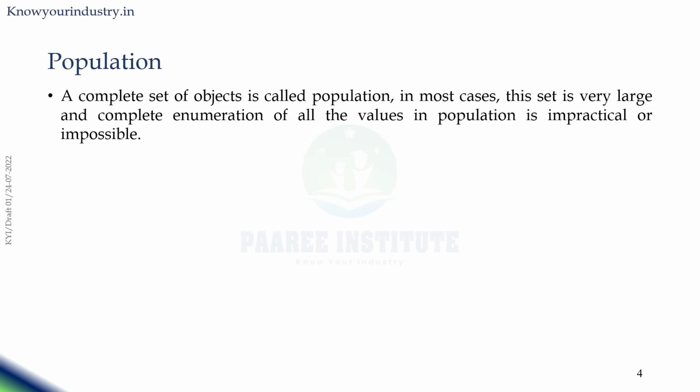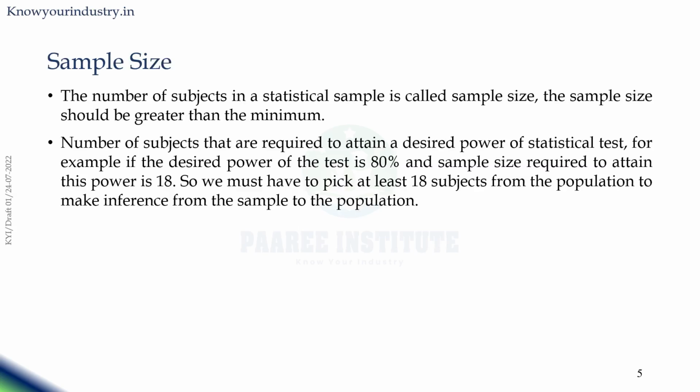In most cases, this set is very large and complete enumeration of all the values in the population is impractical or impossible. The number of subjects in a statistical sample is called sample size. The sample size should be greater than the minimum number of subjects that are required to attain a desired power of statistical test. For example, if the desired power of the test is 80% and the sample size required to attain this power is 18, then we must pick at least 18 subjects from the population to make inference from the sample to the population.